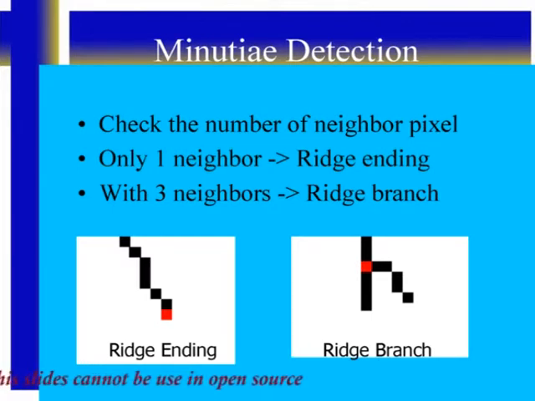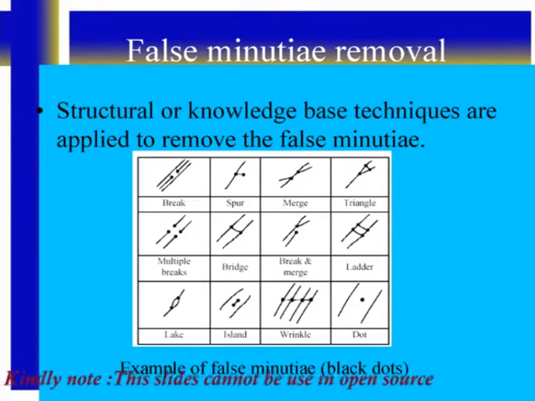After you have reduced the original fingerprint from gray to binary and from binary to a thin edge thing, you have to remove false minutiae. So structural or knowledge-based techniques are applied to remove the false minutiae. I'll not spend time in discussing this.